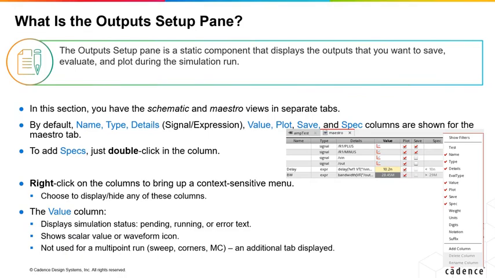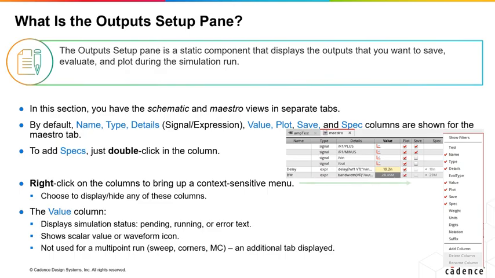The output section in your ADE Explorer is where you set up your outputs. Your output section is under your Maestro tab, and by default, the name, type, details, value, plots, save and spec columns are shown for the Maestro tab. To add specs, you can just double-click in the column.